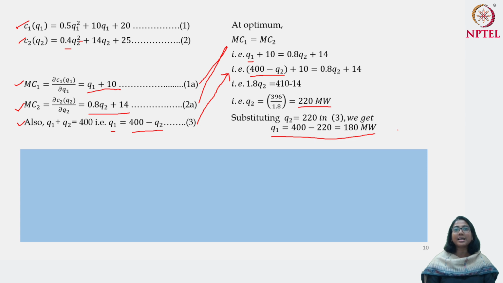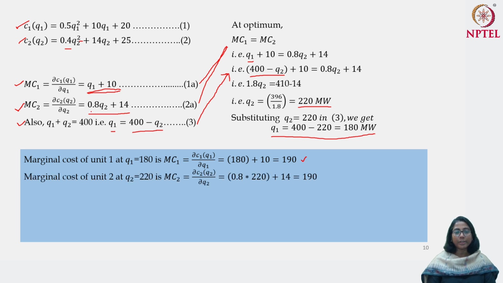After doing this, let us have a quick look at whether we are satisfying the condition of MC1 equal to MC2 or not. This is just a cross check to see whether your calculations have gone right or not. So marginal cost of the first unit at Q1, that is equal to 180, you go back here, so you get 180 plus 10, which is 190. So the marginal cost at the optimum production is 190 for the first plant.